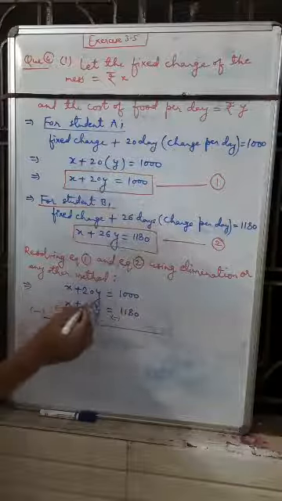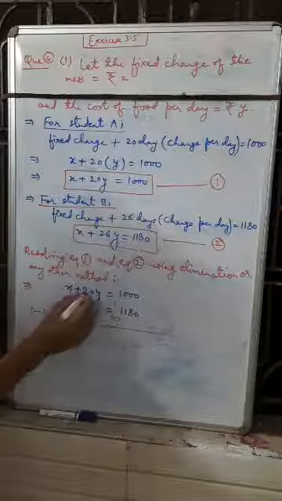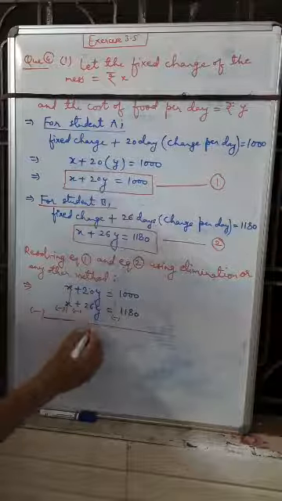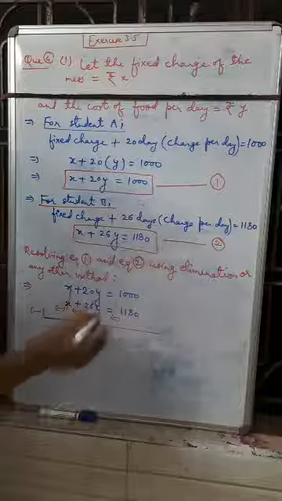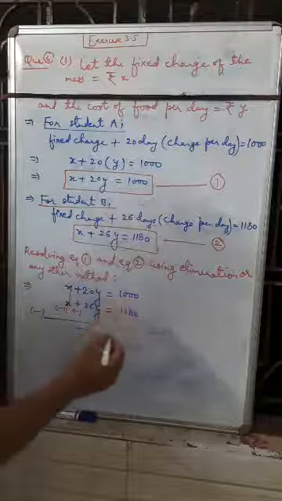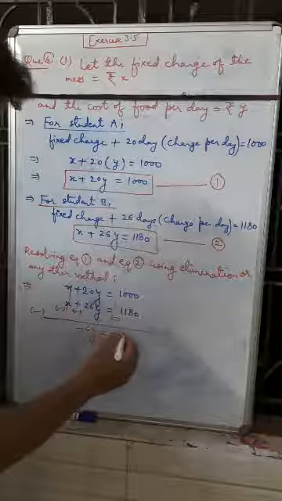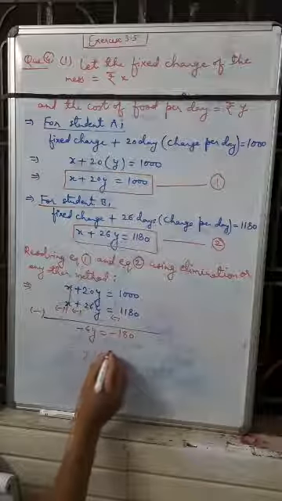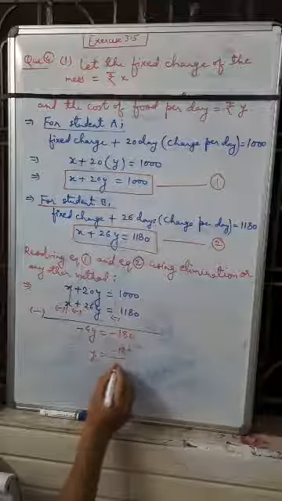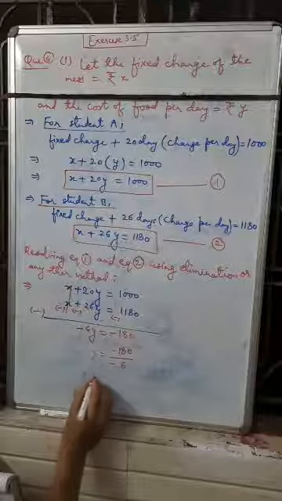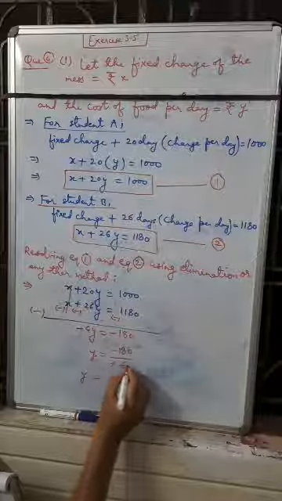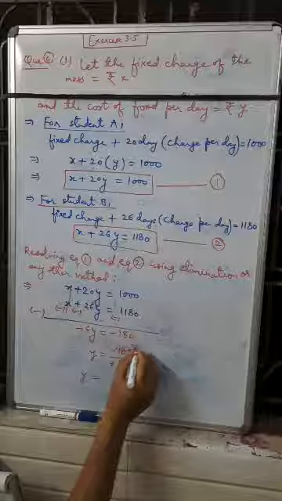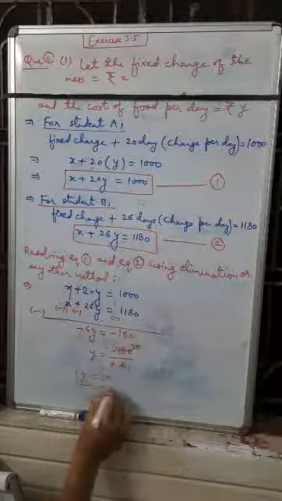So 20x minus 20x cancels, so 0. Then minus 6y is equal to 1000 minus 1180. So we will get minus 180. So y is equal to minus 180 upon minus 6. Minus minus cancels, and 6 times 3 is 18, so 0. So y is equal to 30.